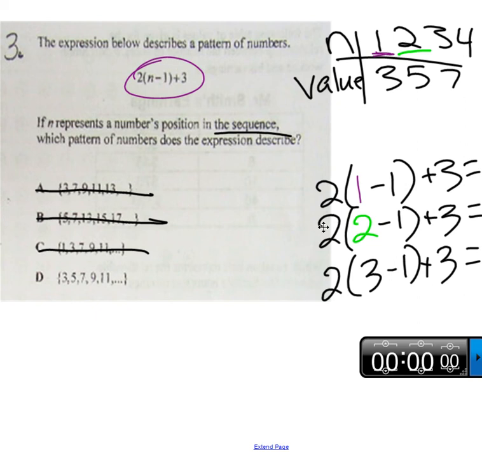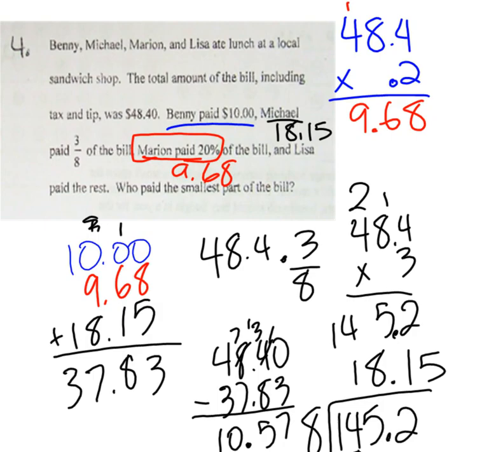Number 4, I don't feel like writing all the work out again. So for number 4, kind of a lot going on here. We want to know who paid the smallest amount of the bill, so we need to figure out how much each person paid of the bill. Well, Benny's easy. Benny paid $10.